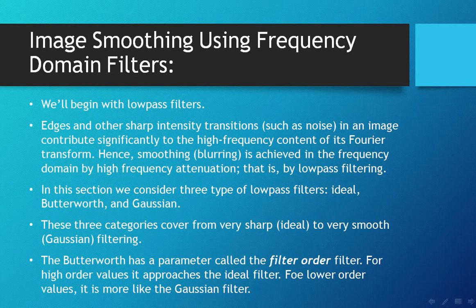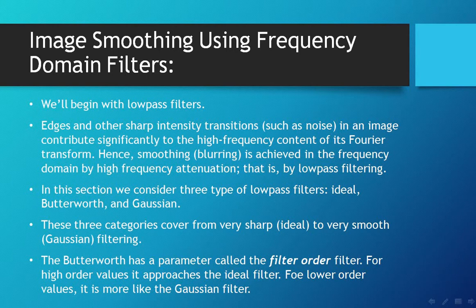Edges and other sharp intensity transitions, such as noise in an image, contribute significantly to the high frequency content of its Fourier transform. Hence smoothing is achieved in the frequency domain by high frequency attenuation, that is, by low pass filtering. In this session we consider three types of low pass filter: ideal, Butterworth and Gaussian. They range from very sharp, that is ideal, to very smooth, that is Gaussian filtering.